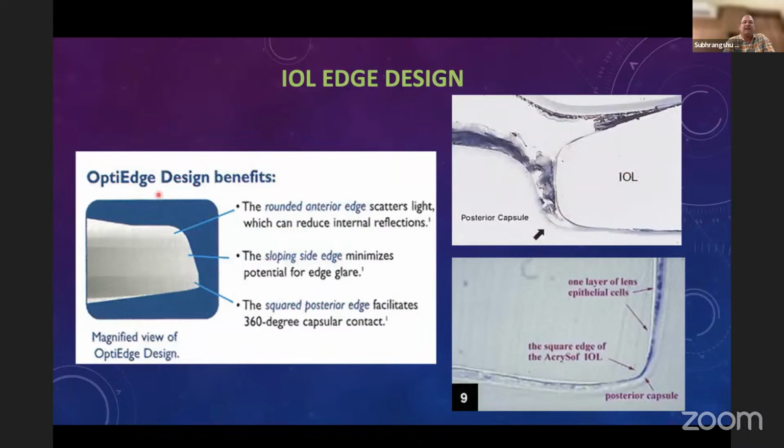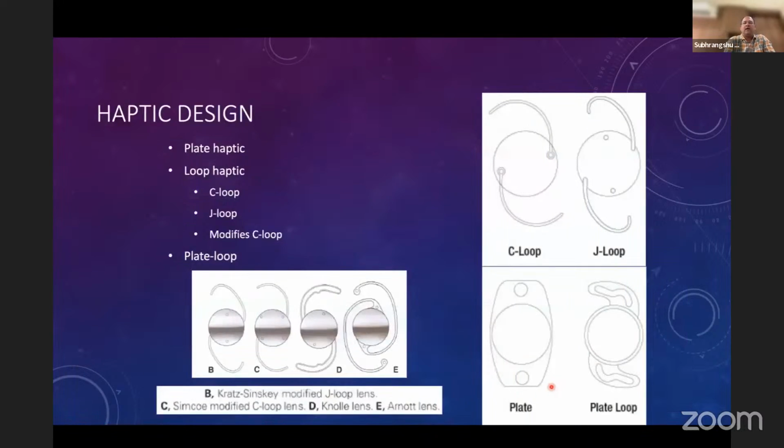A little point about IOL edge design. So square edge design and is modified to this opti-edge design. Here we see the rounded anterior edge scatters light, which can reduce internal reflections. The sloping side edge minimizes the potential for glare, and the squared posterior edge facilitates 360 degrees capsular contact and therefore reduces the chance of posterior capsular opacification. A little bit about the haptic design. You could have a plate haptic, you could have loop haptic, C-loop, J-loop, modified C-loop, and so on.